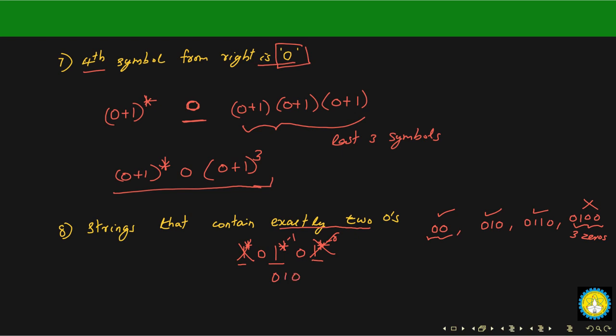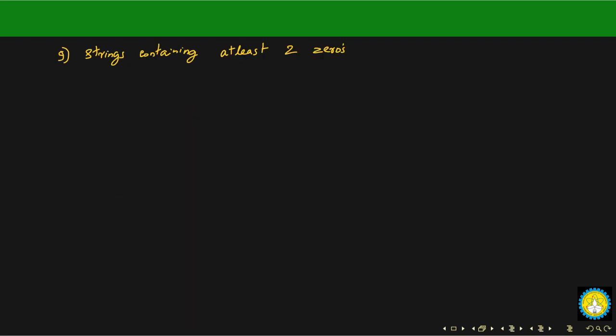Similarly, you can check for all these strings and verify that there can be a way of representing this language by this regular expression. So the regular expression is 1* 0 1* 0 1*. By looking at this regular expression, you can verify that all the strings that contain exactly 2 zeros can be represented by using this regular expression.